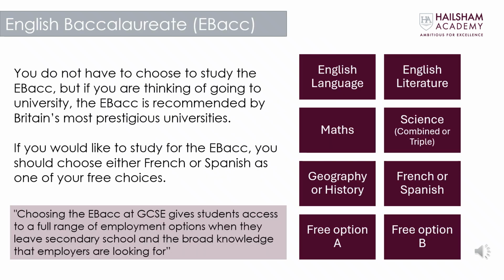You may have heard of and be considering studying the English Baccalaureate. It's not a qualification in and of itself, but rather a specific selection of subjects that's generally well regarded by universities and further education providers. Whilst you've chosen your geography or history and your triple or combined science, the only thing that's remaining in order to study the English Baccalaureate is for one of your 3 choices to be a language, either French or Spanish. You don't have to study the English Baccalaureate, but it might be something that you want to consider.